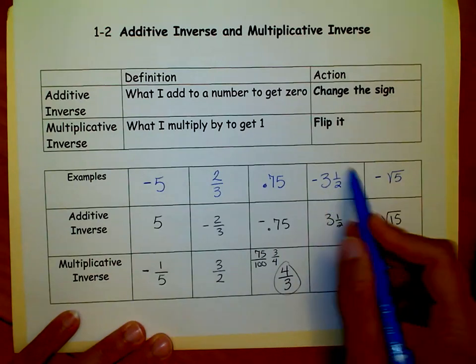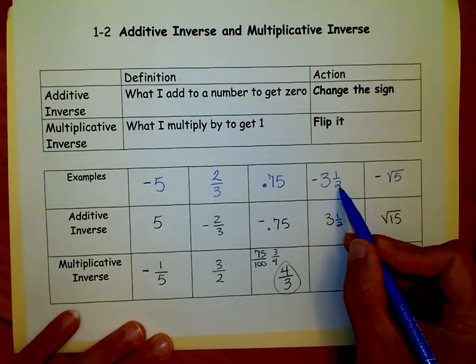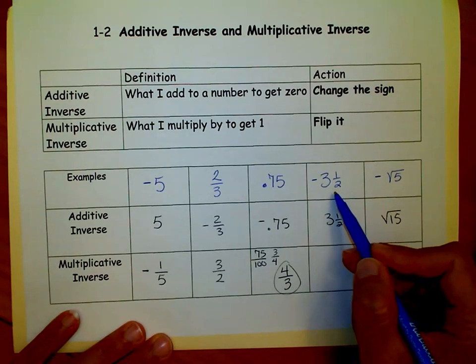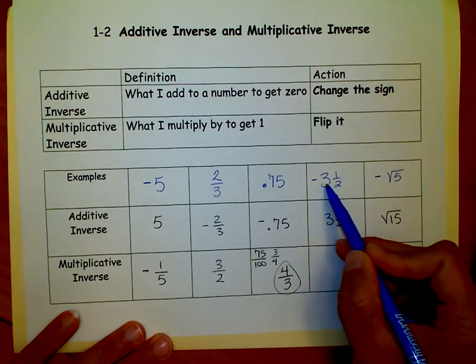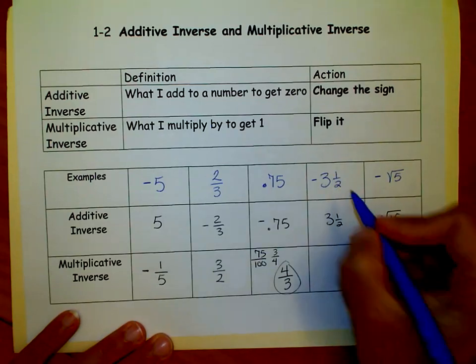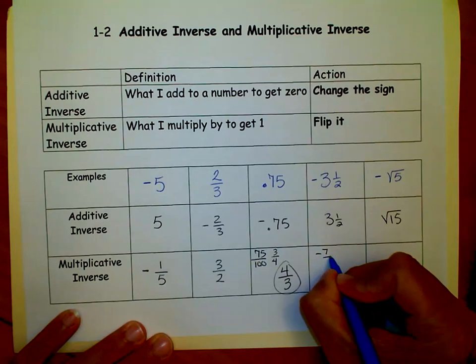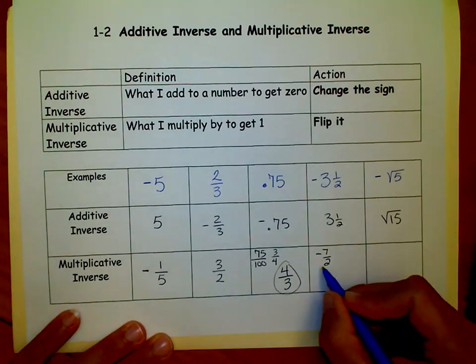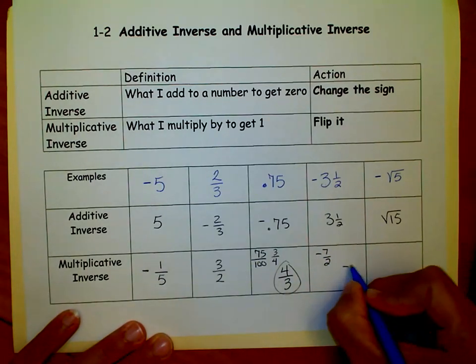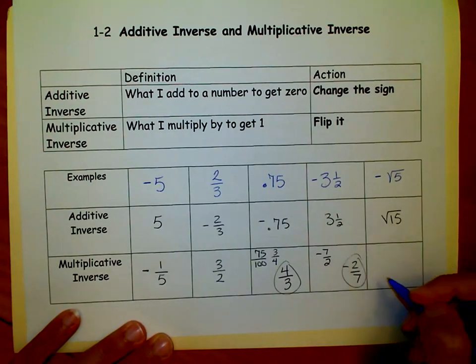We can't flip 3.5. We can't say 1 over 3.5. So we have to change it to an improper fraction first. So if you remember that, you take the denominator, multiply it by the whole number, and then add this. The denominator would stay the same. So 3 times 2 is 6, plus 1 is 7. So this becomes -7/2. And now, since it's an improper fraction, I can flip it over and get -2 over 7, and that's my multiplicative inverse of -3.5.